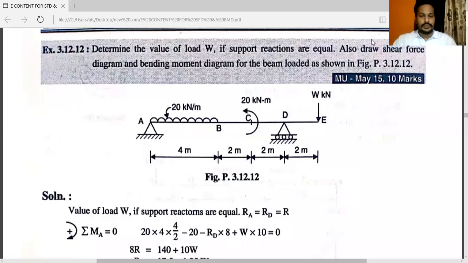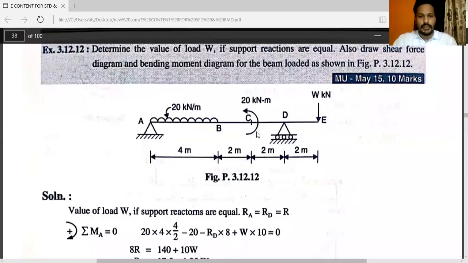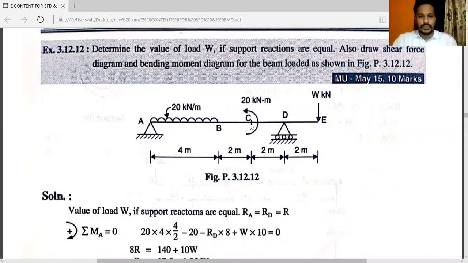Hello friends, today we are going to solve the problem on shear force and bending moment diagram. Already I have taken few problems on SFD and BMD. Here the important concept is, if the moment is given to you, then how to draw shear force diagram and bending moment diagram.